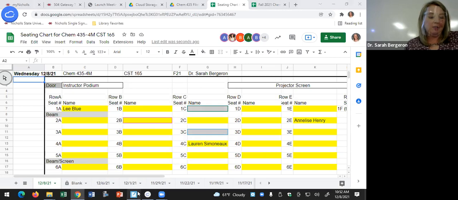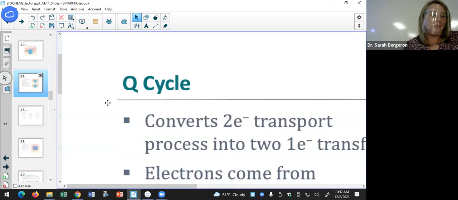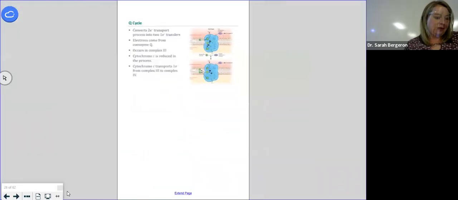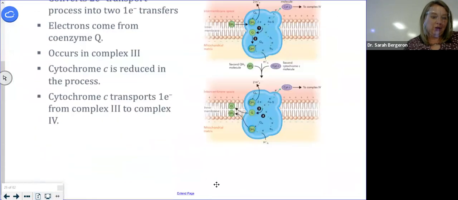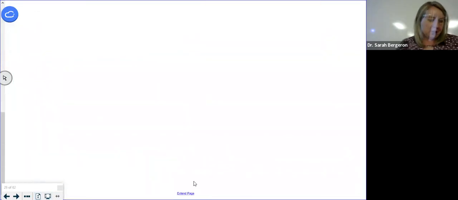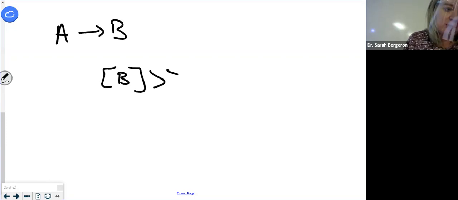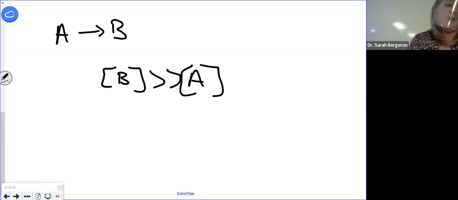Okay, and then a few people had some questions about exam one, so we can do them real quick. I just need a blank part of the screen. So here's our reaction, this is the one y'all were talking about. A going to B, right? And at equilibrium, the concentration of B is much greater than the concentration of A. What's the directionality of the reaction?